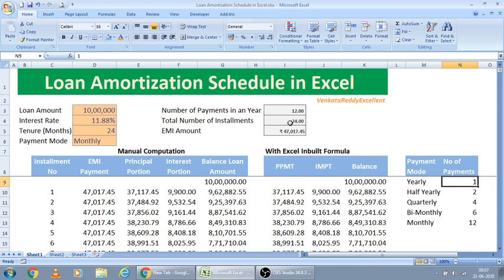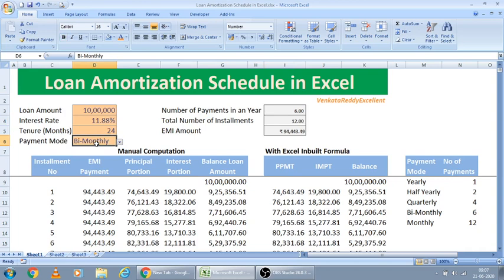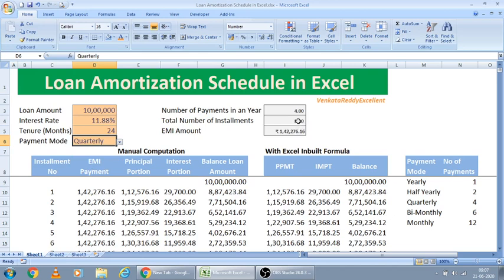And here I have computed the total number of installments we are paying throughout the tenure. If it is monthly, it will be exactly equal to the tenure in months. In case of bi-monthly, in the 24 months you will be paying 12 installments. Same way, quarterly means we will be paying 8 installments in 2 years. Like that, it gives us the total number of installments we are going to pay.